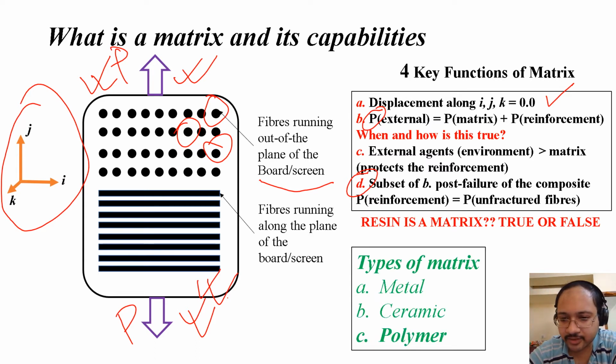Now an important question. Is resin a matrix? Is it true or false? Resin is not a matrix. Typically resin is mixed with a hardener to enhance the curing process, and once it is fully cured, we call it a matrix. Types of matrix: it can be metal, it can be ceramic, it can be polymer.